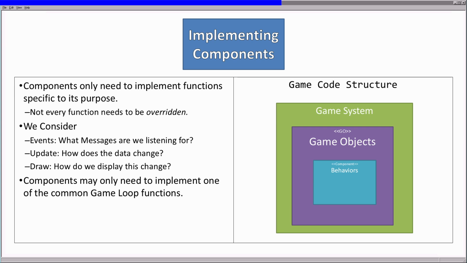When writing the code, we consider each of the steps of the game loop and then address the events. What messages are we listening for? Update. How does the data change? Draw. How do we display the change? Components may only need to implement one of these common game loop functions.